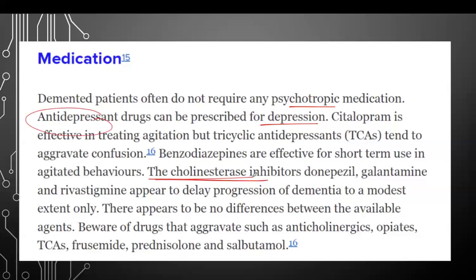Now, the only thing that sometimes can be used, and that is usually for Alzheimer's, is cholinesterase inhibitors, which are donepezil, galantamine, or rivastigmine. This is not used for all dementia except Alzheimer dementia. So these are the cholinesterase inhibitors which you can use: donepezil, galantamine, or rivastigmine.